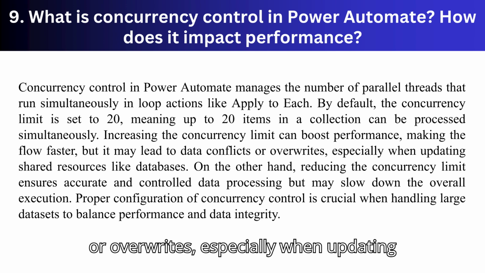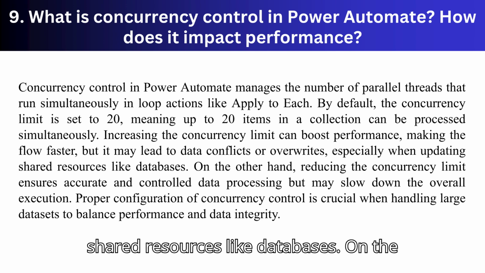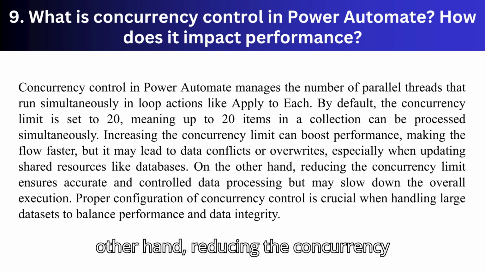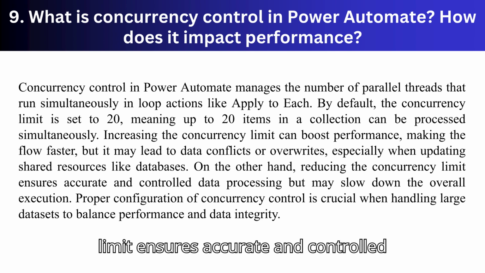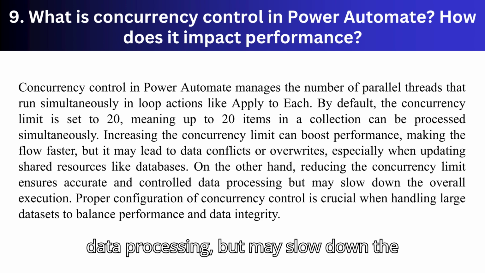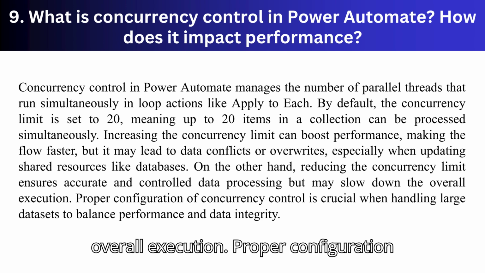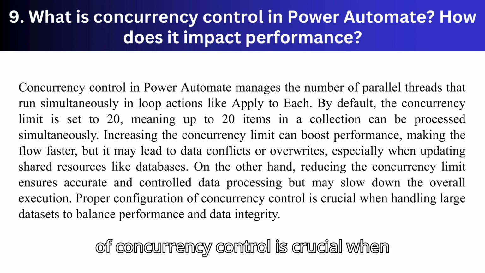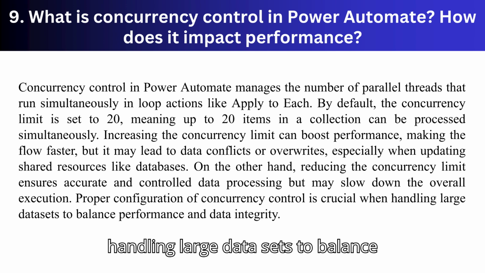conflicts or overwrites, especially when updating shared resources like databases. On the other hand, reducing the concurrency limit ensures accurate and controlled data processing but may slow down the overall execution. Proper configuration of concurrency control is crucial when handling large datasets to balance performance and data integrity.